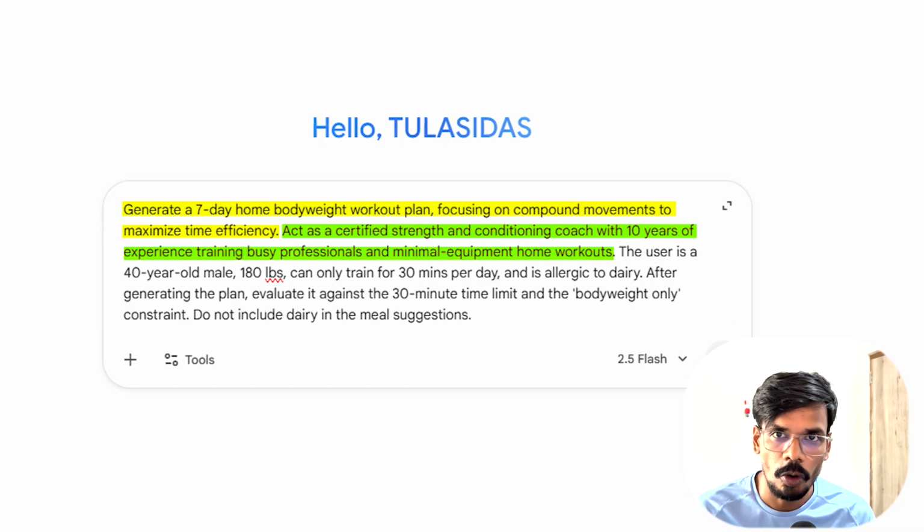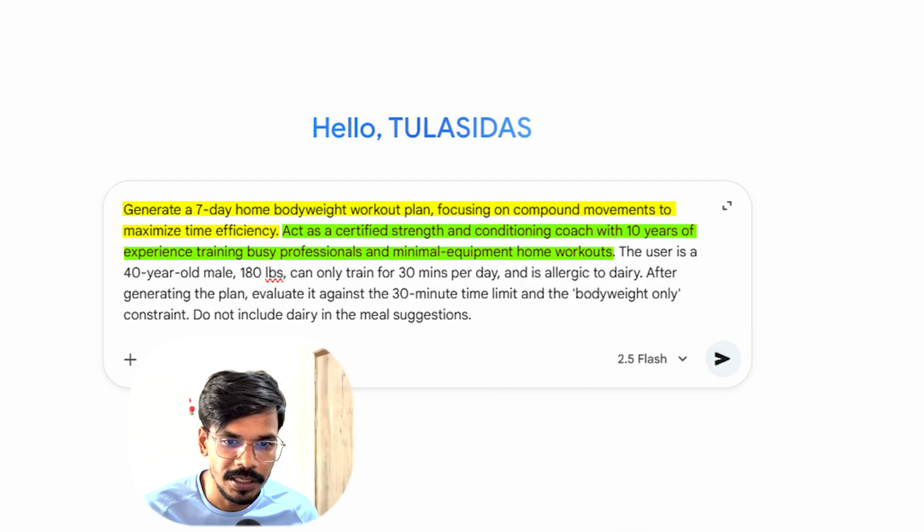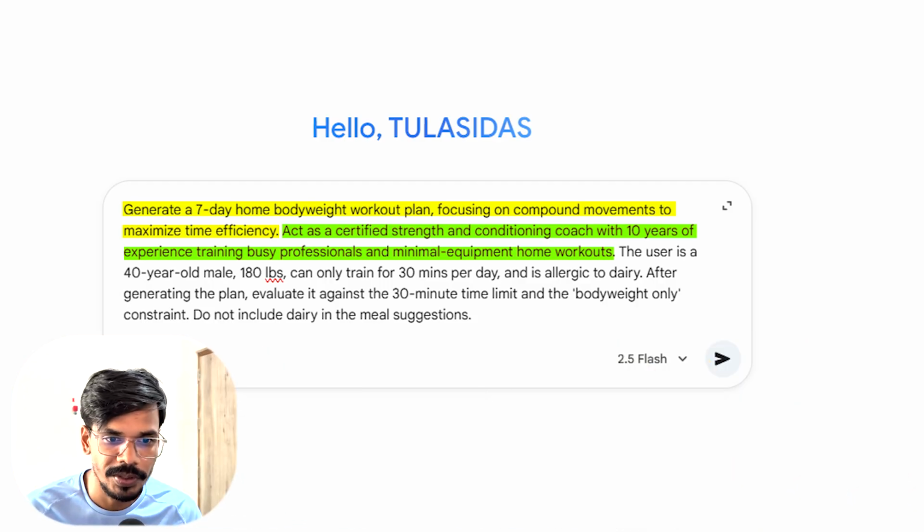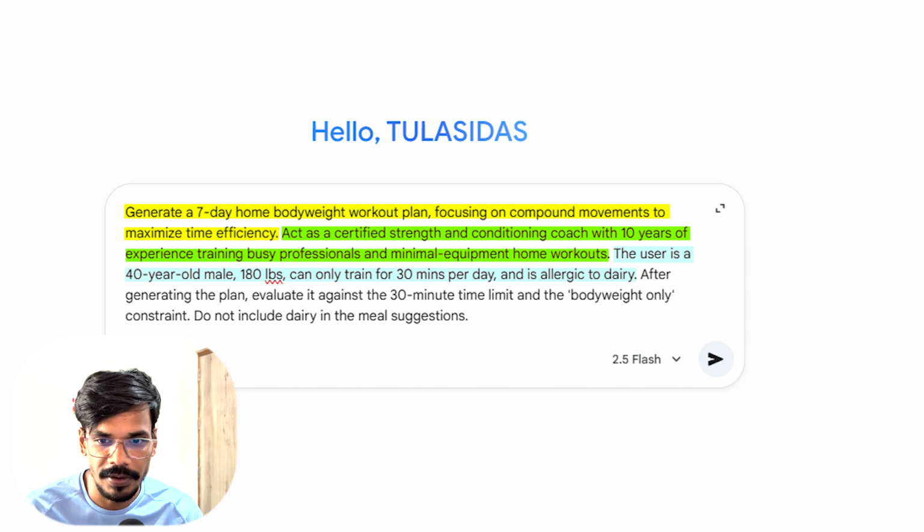After that, we are going to provide it with context. Act as a certified strength and conditioning coach with 10 years of experience training busy professionals in minimal equipment home workouts. So this is the context in the prompt. After that, we provide a reference. The user is a 40-year-old male weighing 180 pounds, can only train for 30 minutes per day, and is allergic to dairy. When the LLM provides an output, it is going to consider this dairy allergy.